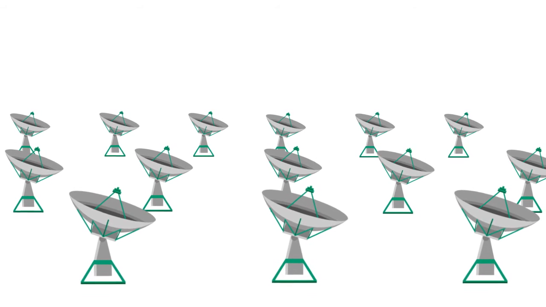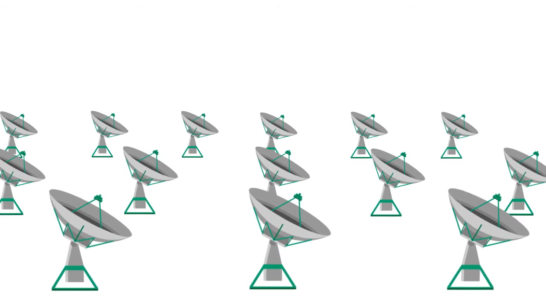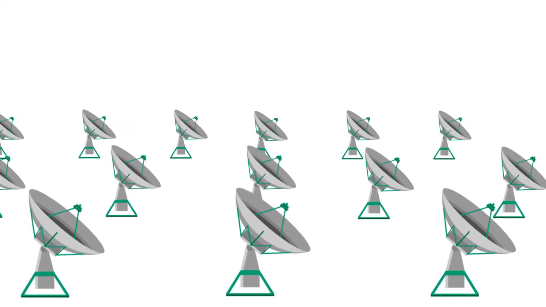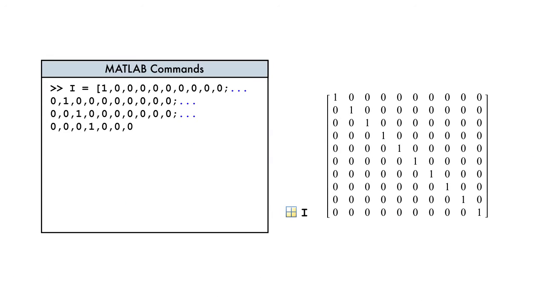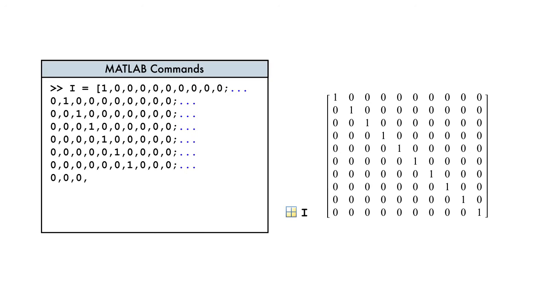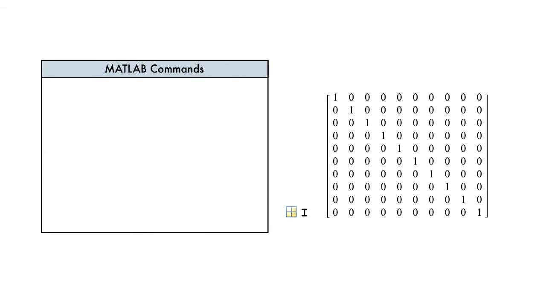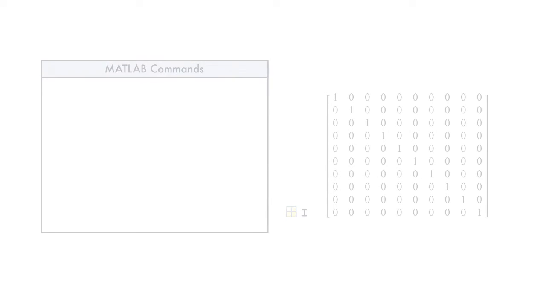As the amount of data we collect grows, we'll need to create some large matrices to perform calculations with the data. For example, we could create this 10 by 10 identity matrix like so. But who wants to do that? Fortunately, there's a better way.